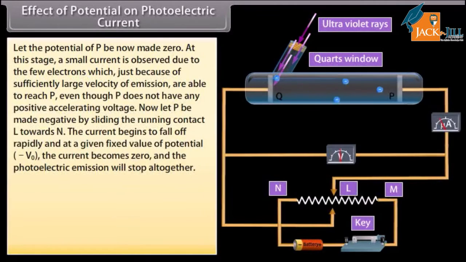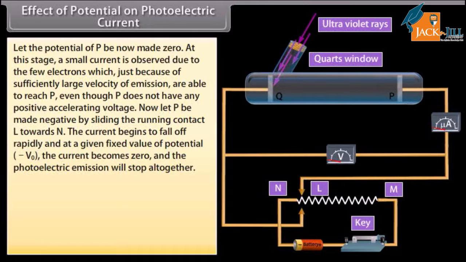Let the potential of P be now made zero. At this stage, a small current is observed due to the few electrons which, just because of sufficiently large velocity of emission, are able to reach P, even though P does not have any positive accelerating voltage.